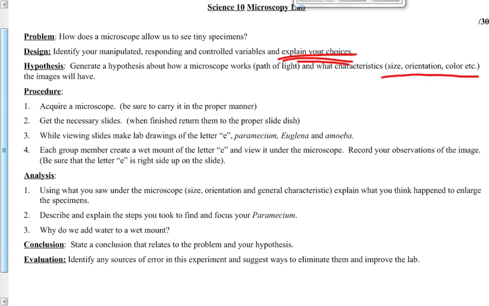While viewing the slides, make lab drawings of the letter E, the paramecium, the euglena, and the amoeba. You don't necessarily need to make good lab drawings today. In fact, what a lot of people have been doing is something very smart. Take your phone, take the camera, put it against the microscope once you have it focused and move it. It does take a little bit of fiddling until you get the image to show up in the camera, then snap a picture of it.